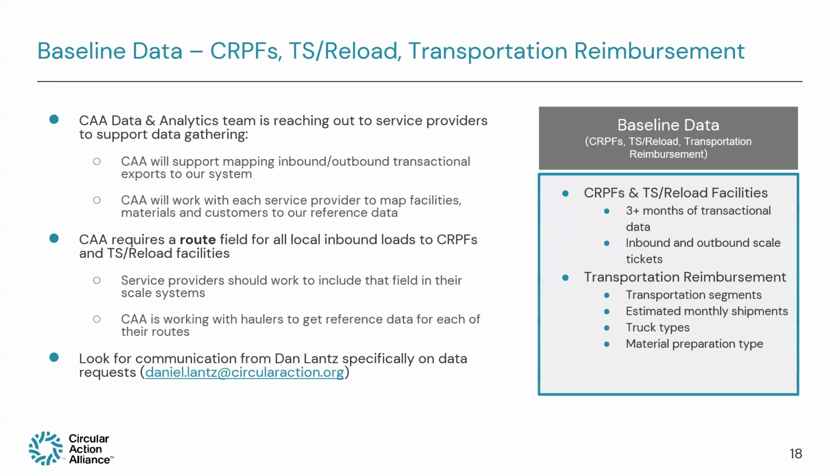Each of these is all going to be inbound, outbound, scale ticket information. Again, as I mentioned, we are going to need to have this route field for all local inbound loads. We are trying to track material from the place where it first gets dropped off, all the way through to the end market. So this route information will really be useful for us so that we can then tie any loads of material to the specific communities that they came from.